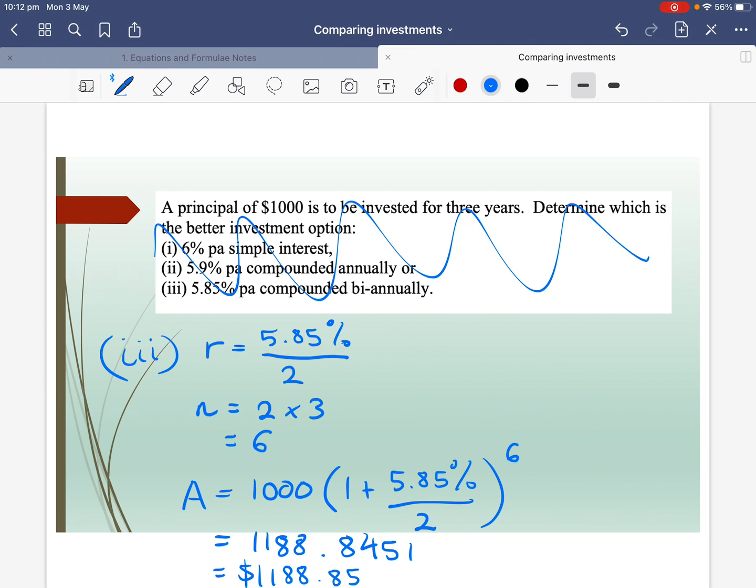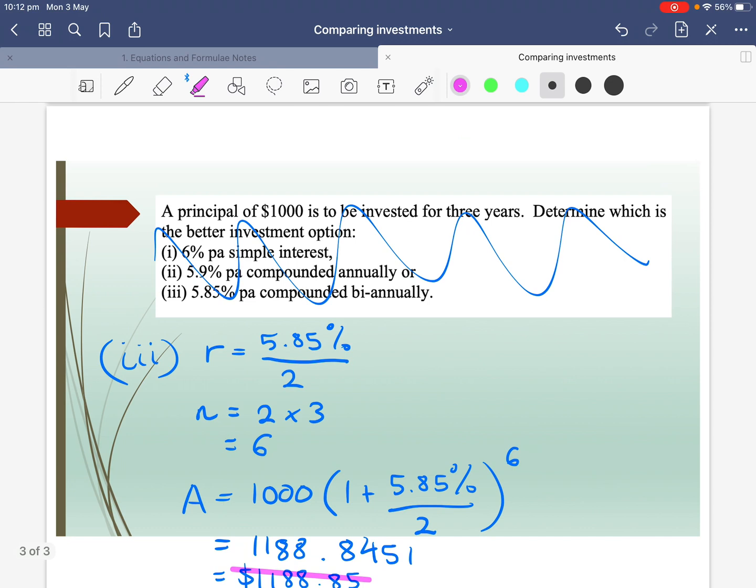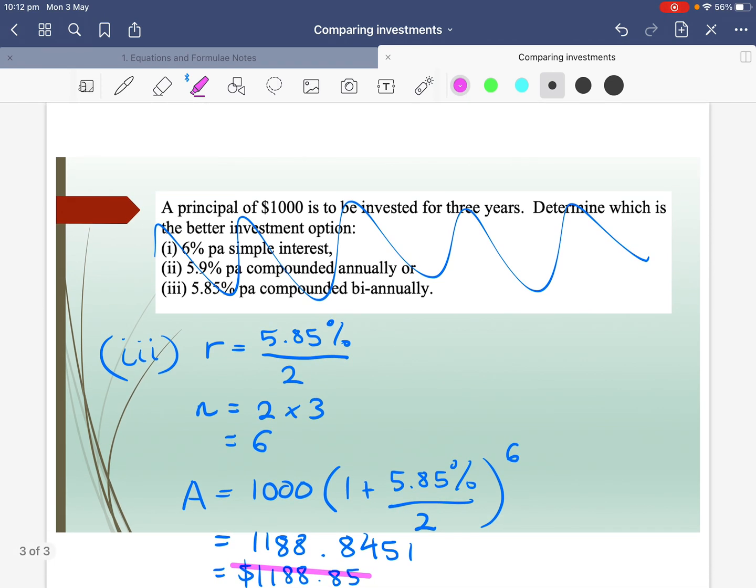So, which of our investments is the best? If we just compare those three values, we can see that earning 5.85% per annum biannually will give us the best result. So option 3 is the best.